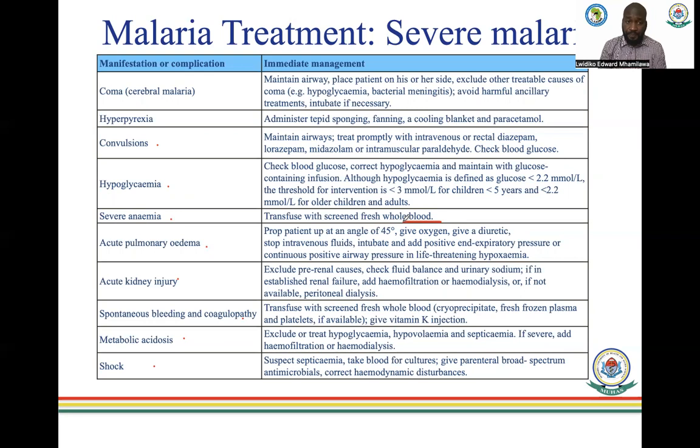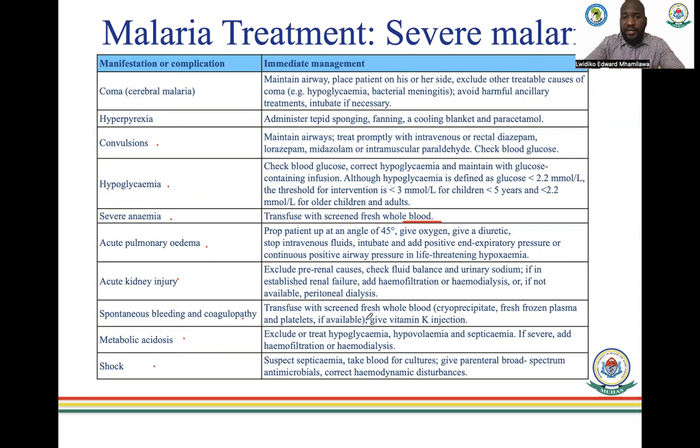lot of blood. With acute pulmonary edema, the lungs are swollen with water, so you have to make sure you prop their beds up at 45 degrees, and then provide them with oxygen and diuretics to make sure they're losing the water. But then also you need to make sure you exclude pre-renal causes, right? Especially when they have acute kidney injuries, because this is going to affect how you do your management, especially when it comes to hemofiltration or hemodialysis.